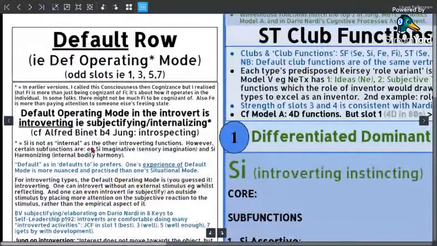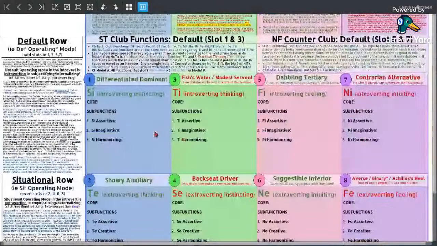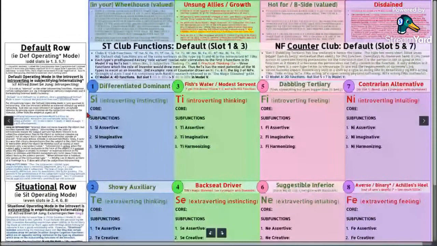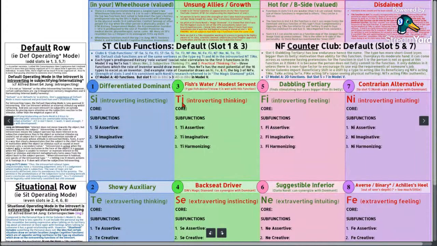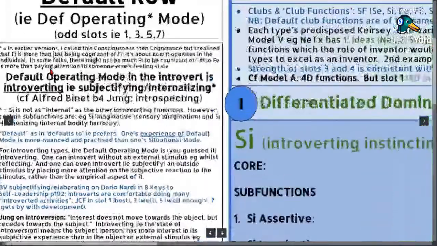So what we have is default operating mode. And this is backed up by Dario, that the introvert is pretty good at all the introverting functions, especially basic use. But NI is going to have a negative cast to it in ISTJ. They're going to go with what stabilizes the situation rather than what develops the situation. But they can see how something can go wrong.